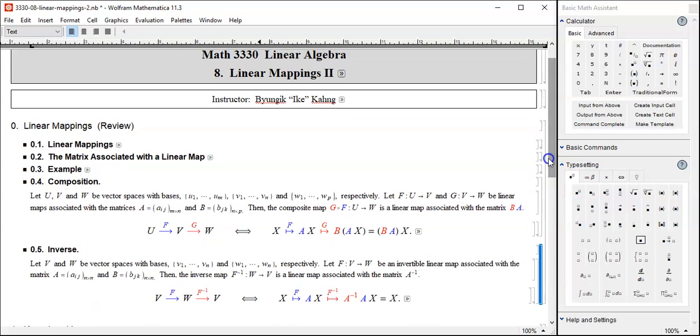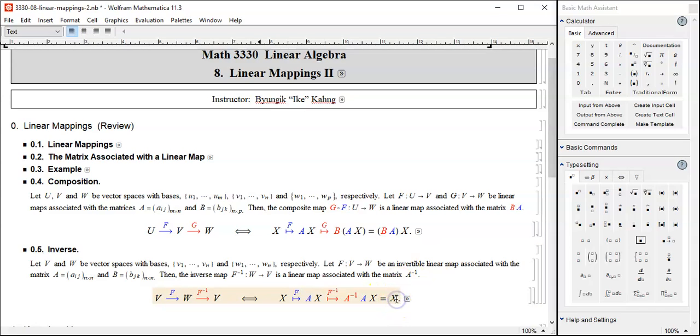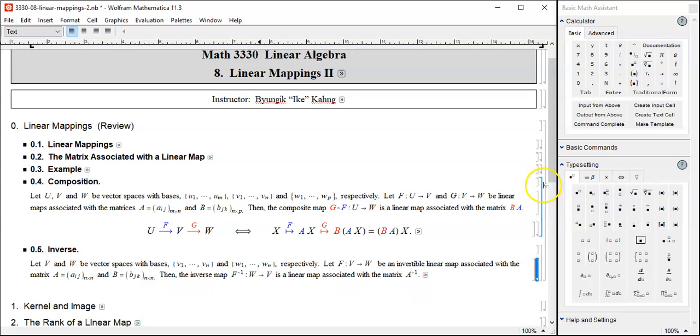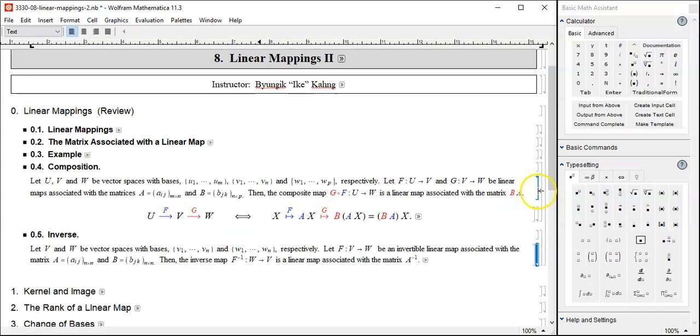Now for the inverse, it's exactly the same deal, except that in the end, we have to get the original x back. So what kind of matrix B will give me the identity? Well, that's A inverse, of course. So what's the conclusion? If the inverse map exists, then the matrix expression of the inverse map is A inverse, the inverse matrix. That's the conclusion here.